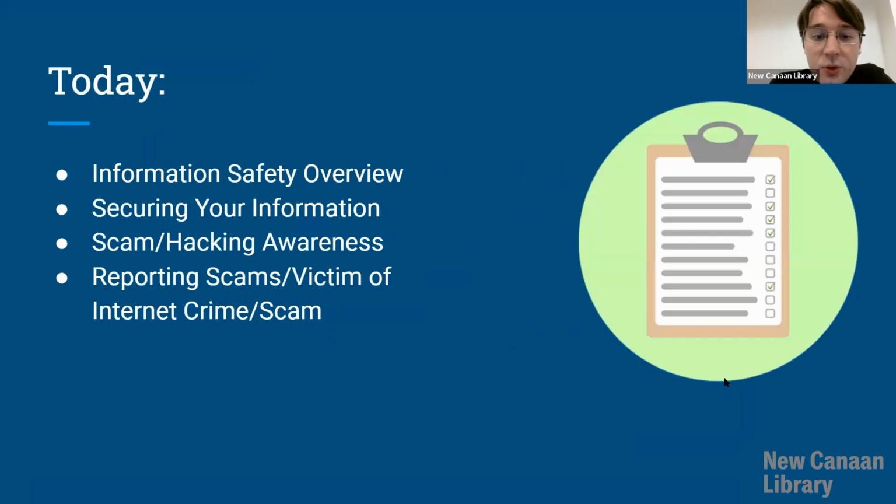So today we're going to do a broad overview of what tech security is. We're going to start with an information safety overview. We're going to talk about how you actually go about securing your information for most accounts and for some of your personal devices. We're going to talk about how to recognize scamming and hacking attempts and how to avoid them to further protect your accounts and devices. And then we're going to also mention how to report scams that you've noticed and how to recover if you become the victim of an internet crime or a scam that has maybe compromised your personal information, your accounts, or your personal devices.